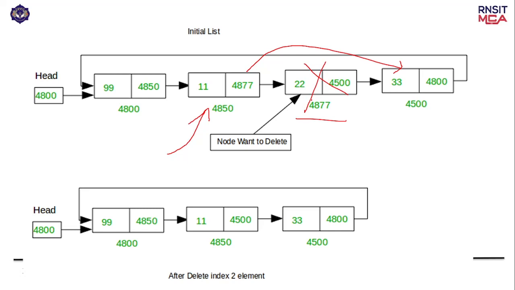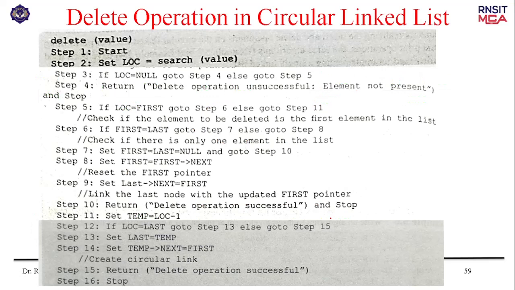And displaying is very simple. You start from the first node, you go until the last node. So display all the elements and finally close it. So that is the thing. The algorithm also talks about 16 steps. So you can see if there is only one element, you can delete that entire element and make first pointer, next pointer, last pointer null. So you have to do the same thing.